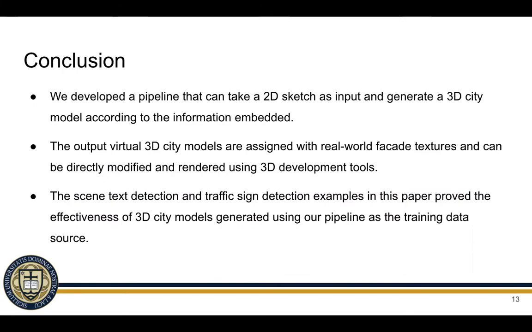To conclude, in this work, firstly, we develop a pipeline that can take a 2D sketch as input and generate a 3D city model according to the information embedded. Secondly, the output virtual 3D city models are assigned with real-world facade textures and can be directly modified and rendered using 3D development tools. Finally, the text detection and traffic sign detection experiments in this paper proved the effectiveness of 3D city models generated using our pipeline as the training data source.